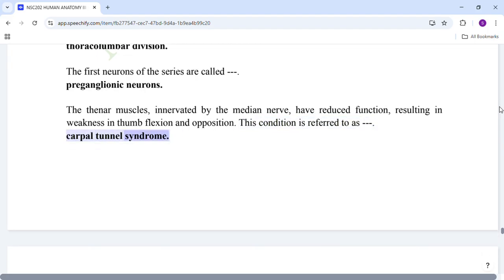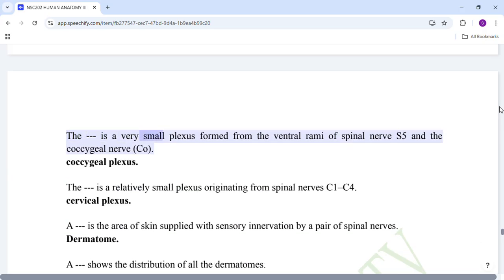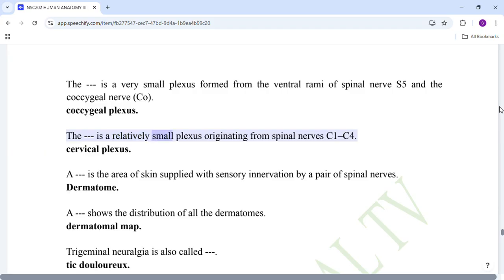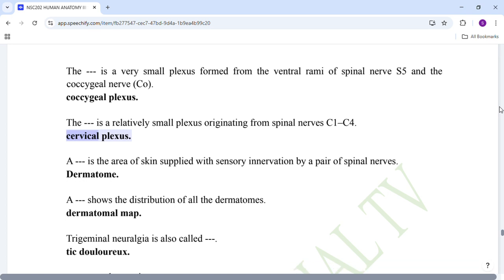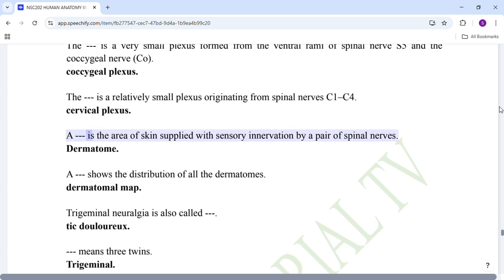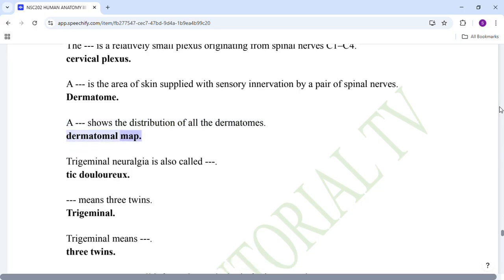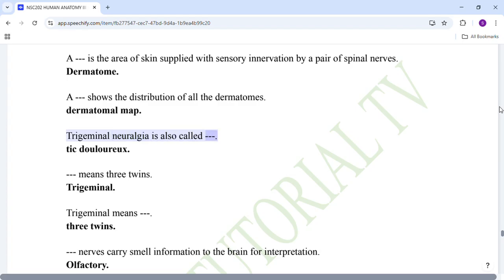Carpal tunnel syndrome. The dash is a very small plexus formed from the ventral rami of spinal nerve S5 and the coccygeal nerve, Co. Coccygeal plexus. The dash is a relatively small plexus originating from spinal nerves C1 to C4. Cervical plexus. A dash is the area of skin supplied with sensory innervation by a pair of spinal nerves. Dermatome. A dash shows the distribution of all the dermatomes. Dermatomal map. Trigeminal neuralgia is also called dash.